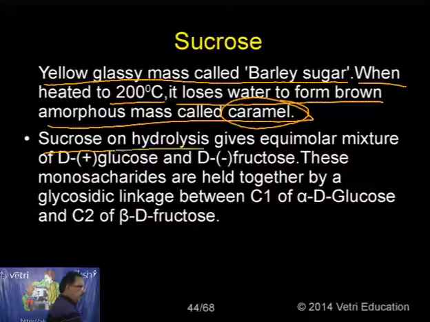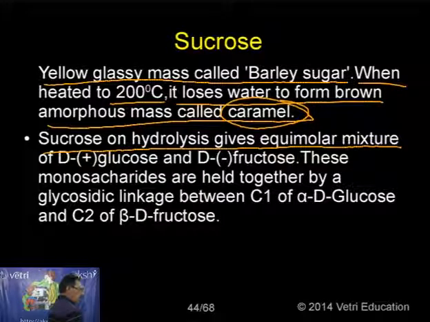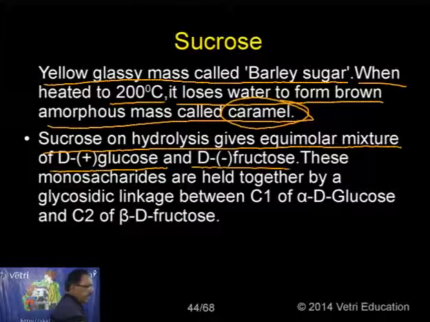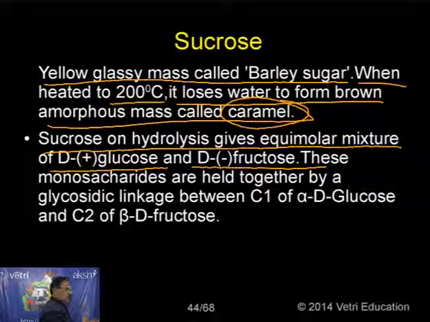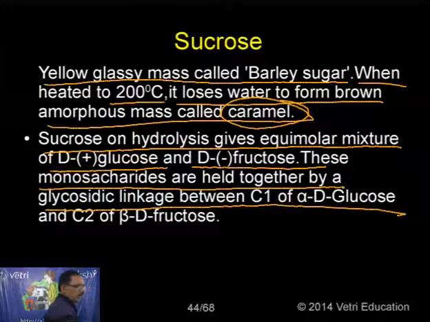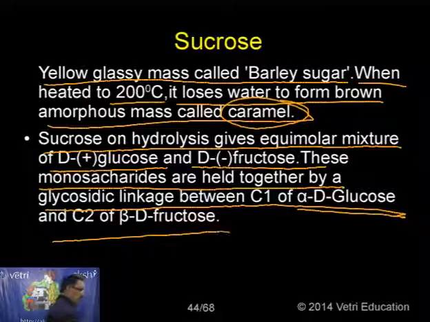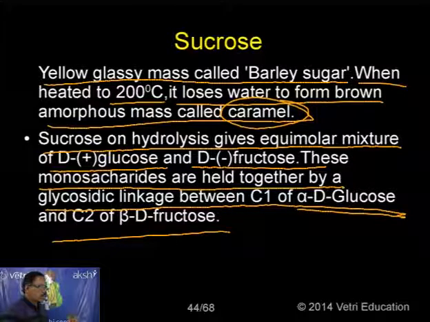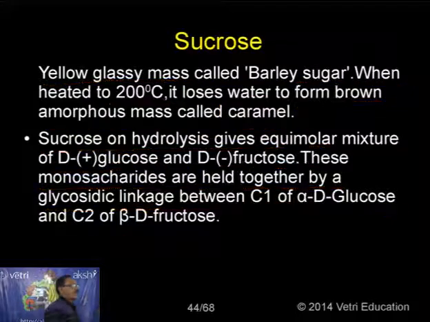Sucrose on hydrolysis gives an equimolar mixture of D plus glucose and D minus fructose. One is dextrorotatory, another, minus, is levorotatory. So glucose is dextrorotatory and fructose is levorotatory, in equal quantity. These monosaccharides are held together by a glycosidic linkage between C1 of alpha D glucose and C2 of beta D fructose. That means glucose and fructose are connected by C1 of alpha D glucose and C2 of beta D fructose. It's a disaccharide.